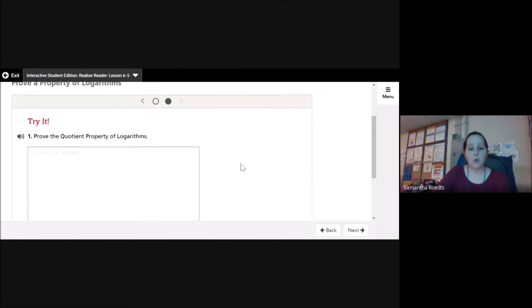All right, let's try it. Prove the quotient property of logarithms. So we're going to let x equal log base b of m and y equal log base b of n. So then b to the x equals m, and b to the y equals n. So b to the x over b to the y equals m over n.